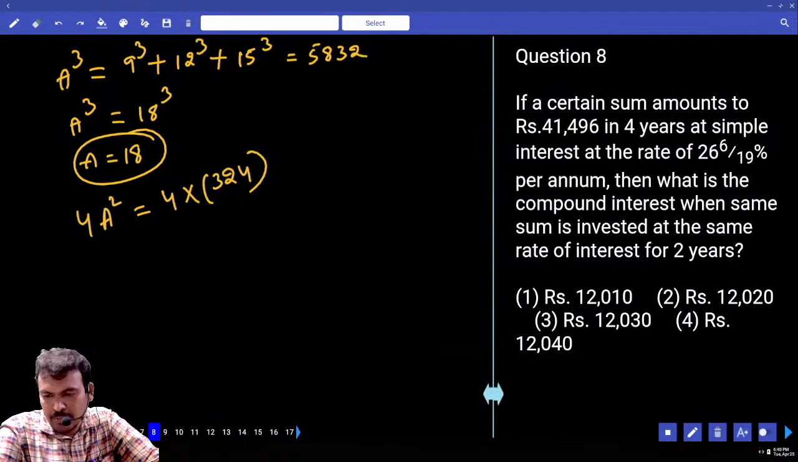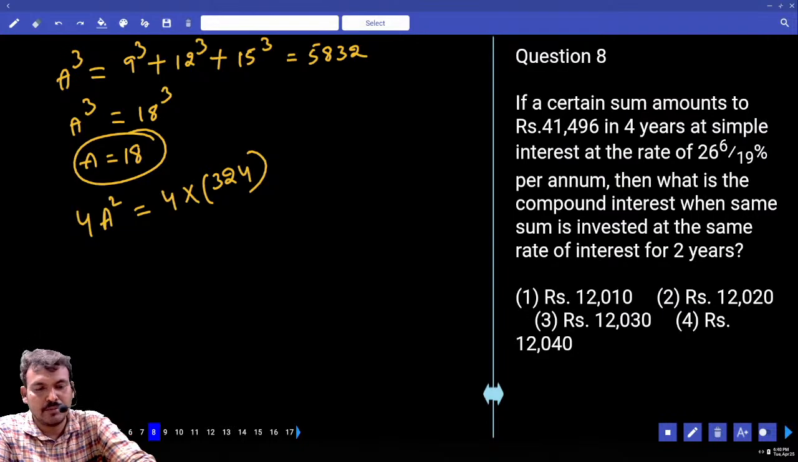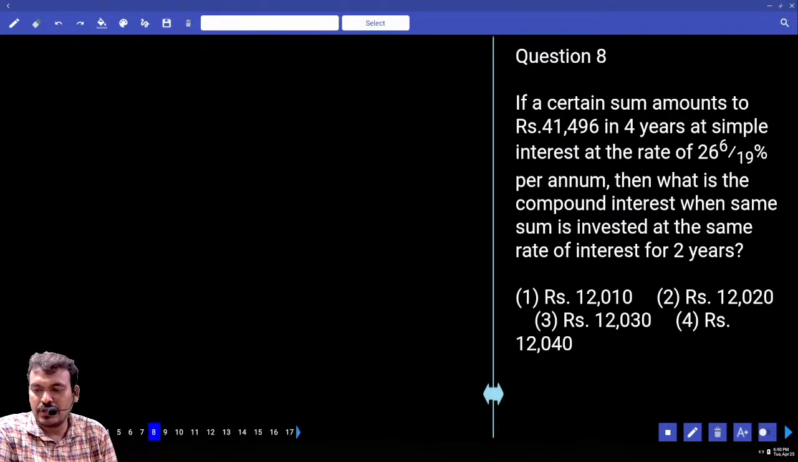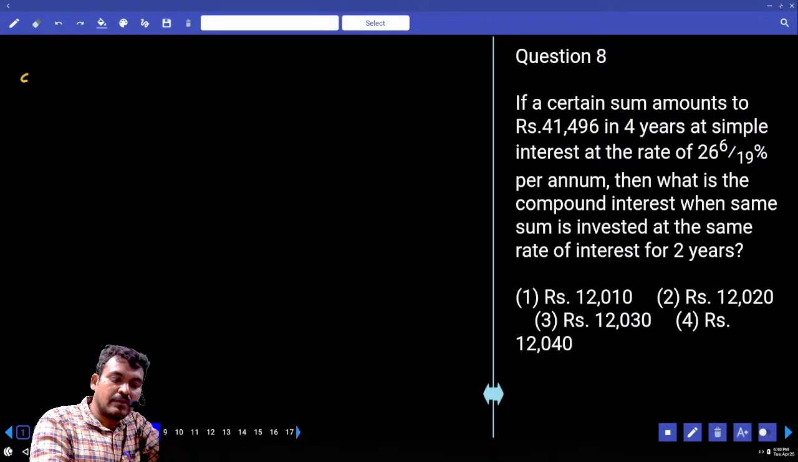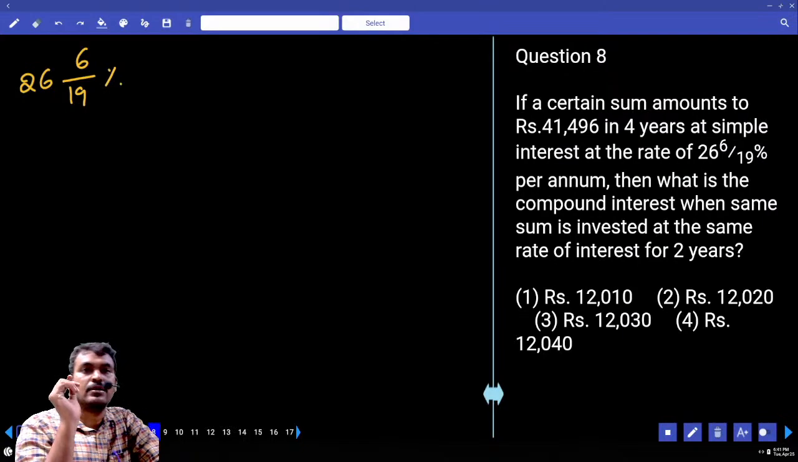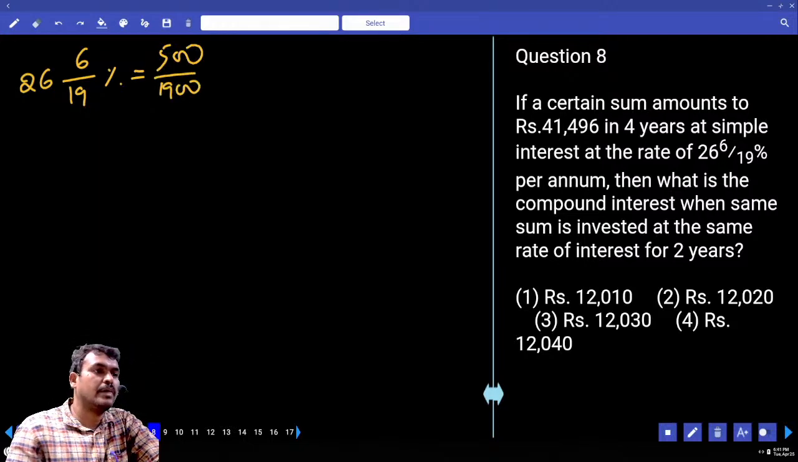If a certain sum amounts to 41,496 in how many years? 4 years. At simple interest at the rate of 26 and 6 by 19% per annum, then what is the compound interest when the same sum is invested at the same rate of interest for how many years? 2 years. First of all, what is the rate percent given? 26 and 6 by 19%. It is converted to a fraction, 500 by 1900. Two zeros cancel.